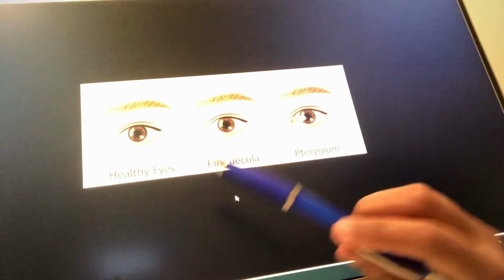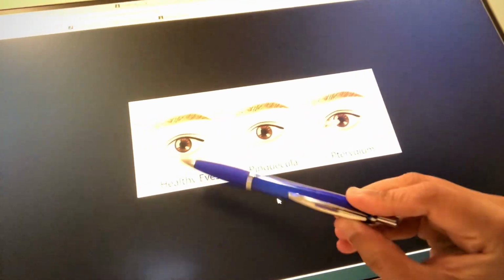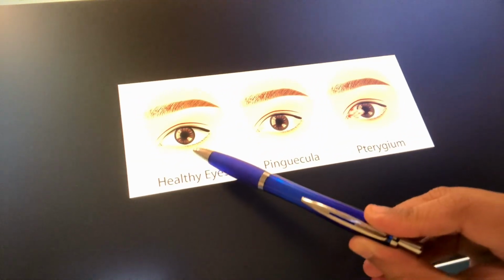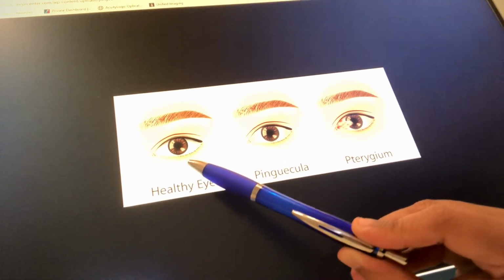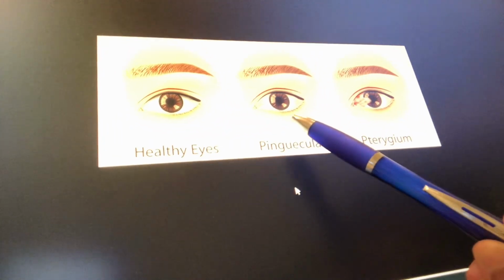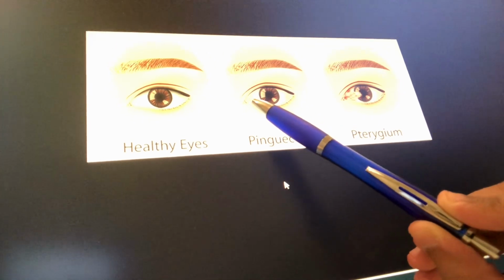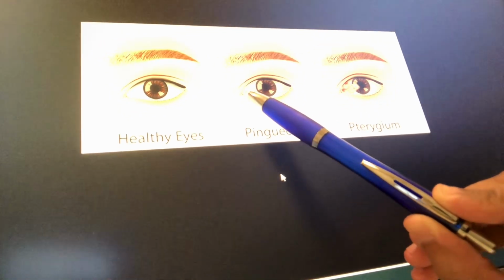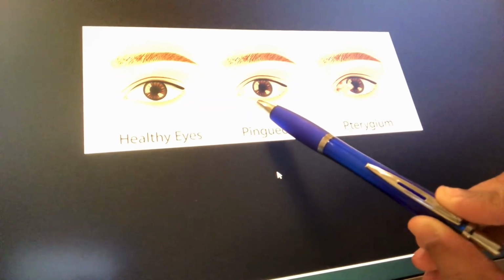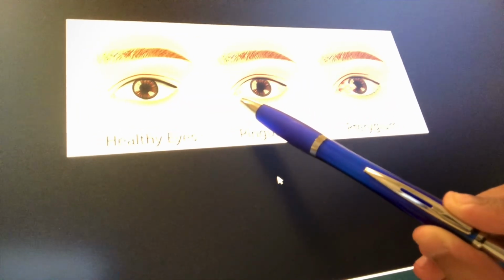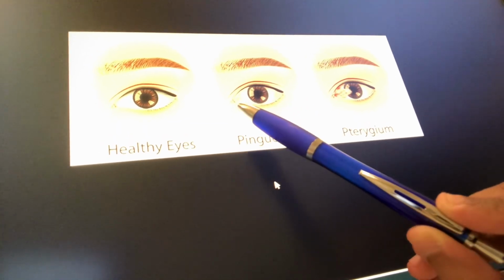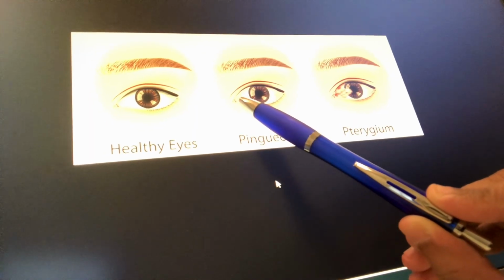If you look and just follow where my pen is pointing, this is the healthy eye, okay? The healthy eye obviously does not have anything going on. It's a beautiful, healthy eye. Now if you look at the pingueculum right there, this is the little fleshy growth you see on the white part or on the conjunctiva. This is known as pingueculum right there. It's on the white part, so it hasn't involved the colored part yet. This is from chronic exposure to sun rays.